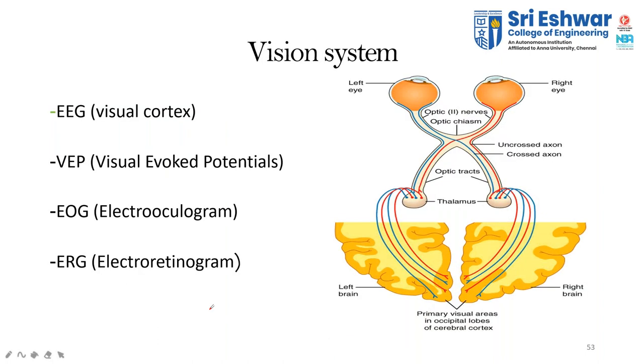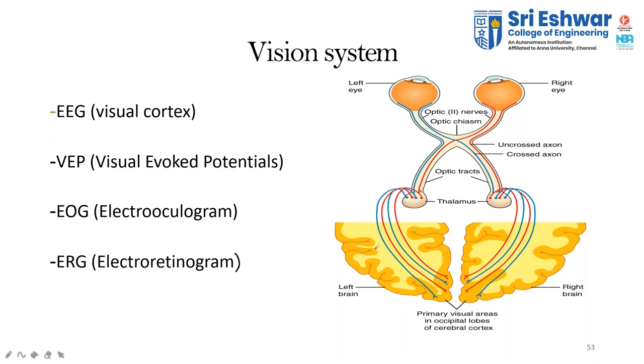Next, vision system. The vision system deals with your eyes, left eye and right eye. This is your eyes, which is connected to your brain through your thalamus. This is your thalamus. This is the optic tracts, and here it is connected to my brain. This is the left brain and right brain.